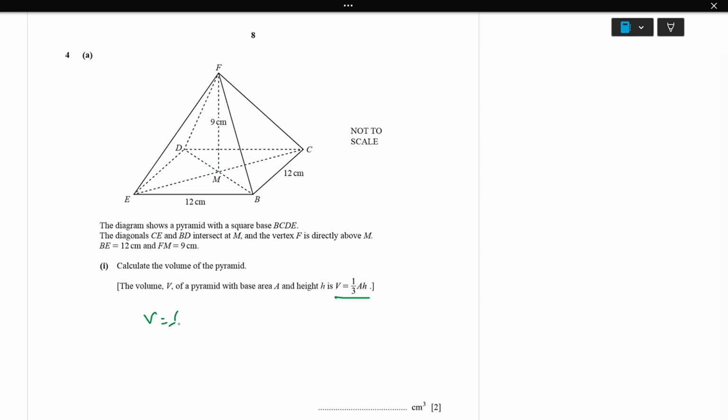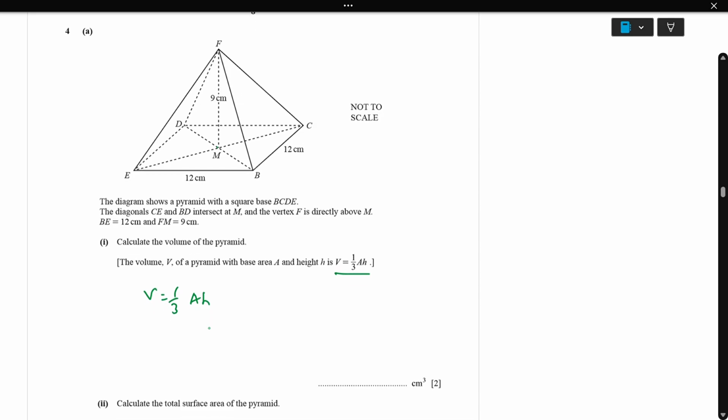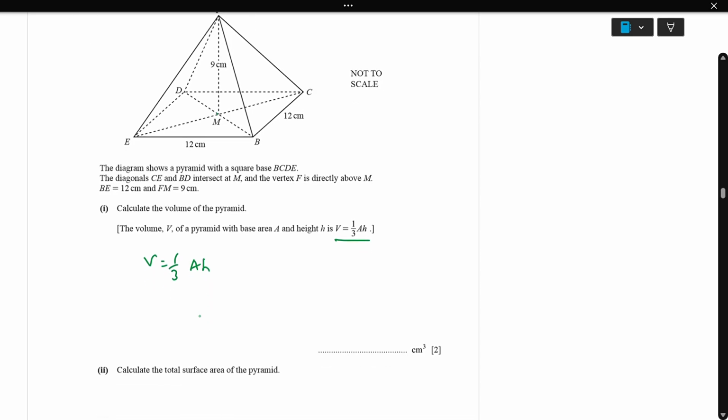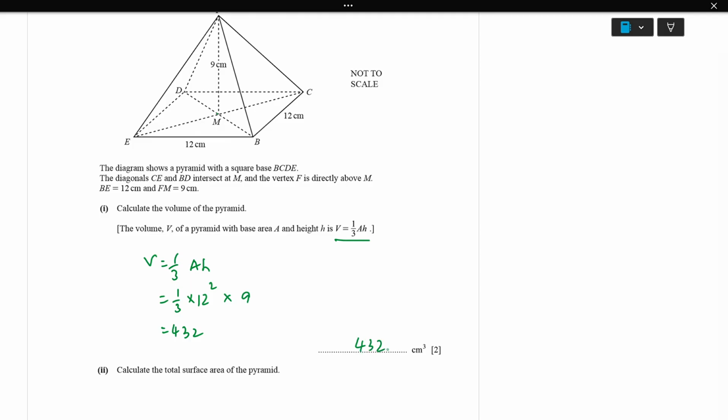Volume equals 1/3 of the base area times the height. So we know the area of the base. It's a square base, which is 12 times 12. So 1/3 times 12 squared times the height, which is 9, which is 432. So the answer is going to be 432.